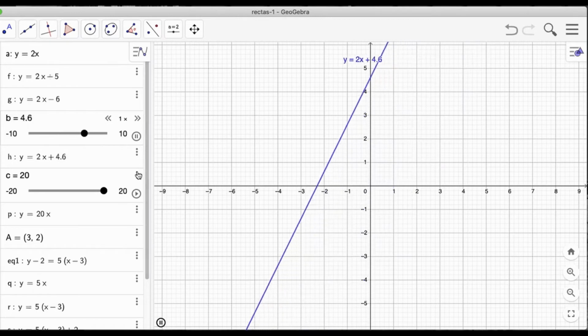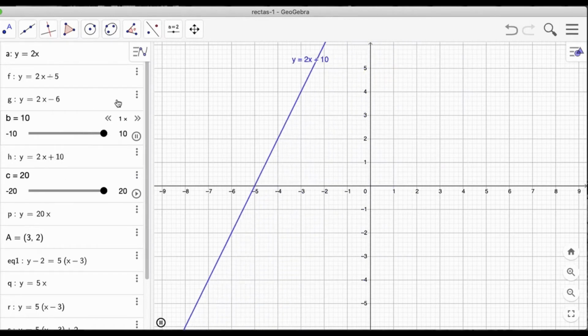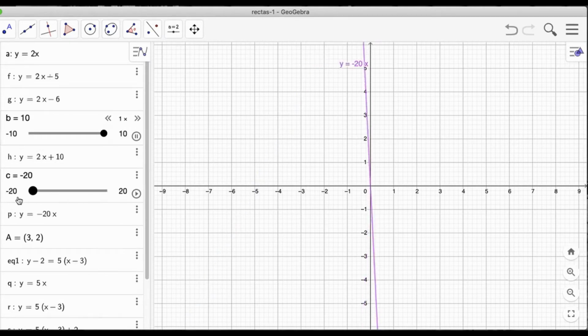What happens if we change the number? Instead of adding, we multiply by a number different from 2. That's called the slope, and the line will become more or less vertical. For example, if we start with a negative slope, we get this line, and as the slope becomes more positive, or less negative, the line becomes horizontal till it starts going in the other direction.